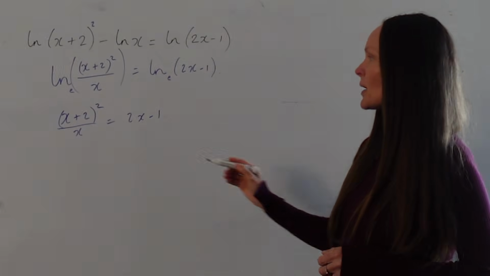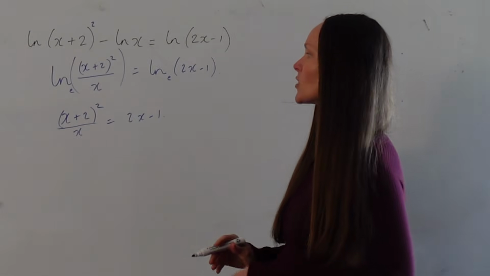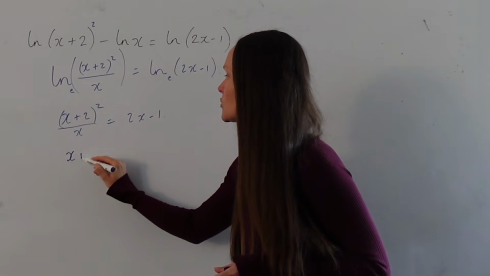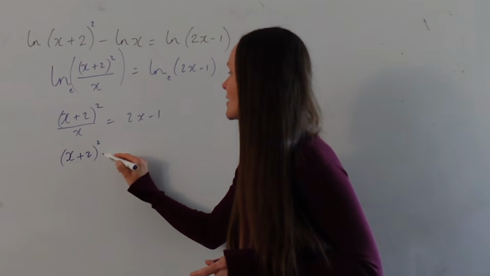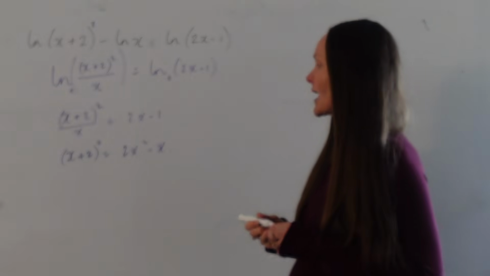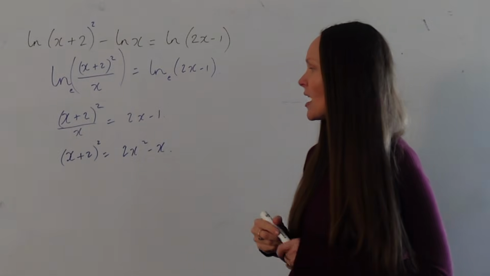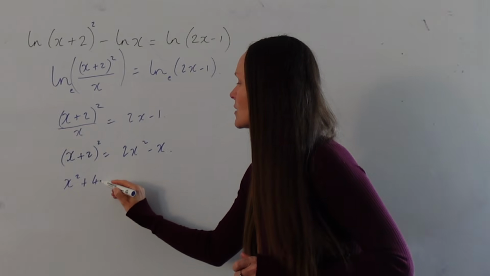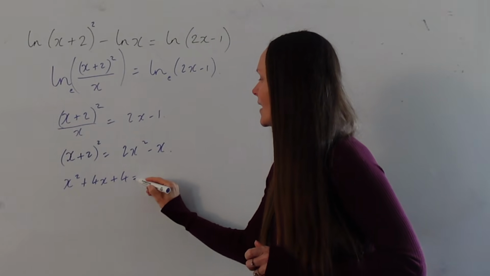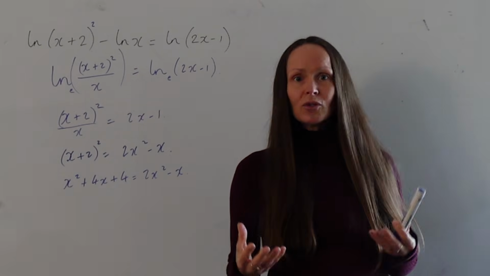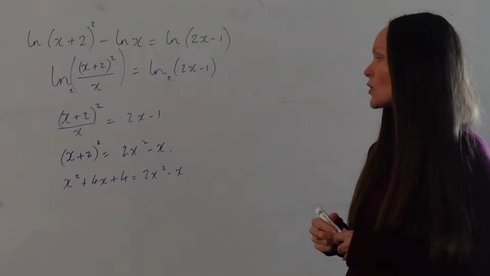So I'm going to start by getting rid of this fraction on the left-hand side. I'm going to multiply everything by the denominator here, x, so that I have x plus 2 all squared on the left-hand side. And on the right-hand side, if I multiply everything by x, I get 2x squared minus x. Next I'm going to expand these brackets. If I square everything inside the brackets, I get x squared plus 4x plus 4, and this equals 2x squared minus x.